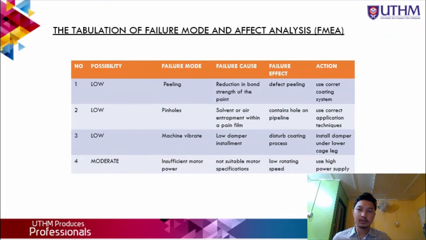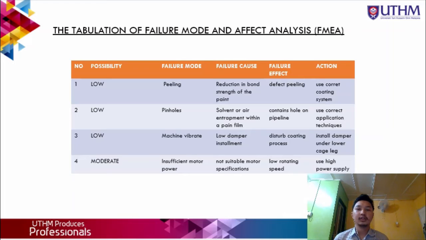This is our tabulation of failure mode and effect. We have four possibilities here, which are peeling, pinhole, machine vibrates and insufficient motor power. For peeling, we have a low possibility to fail, and it causes reduction in bond strength of the paint, and it can affect the defect, peeling. To prevent this action, we must use the correct coating system.